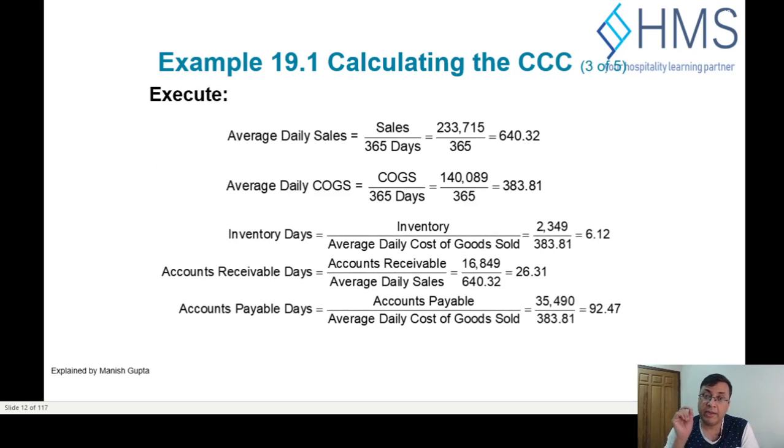So the inventory is turned very fast, and within 26 days Apple is able to receive its cash. So in total 32 days, but it pays the supplier in 92 days. This means the supplier is waiting for the payment while Apple has already turned the inventory three times before it pays the supplier. So they are managing their working capital very well, right?